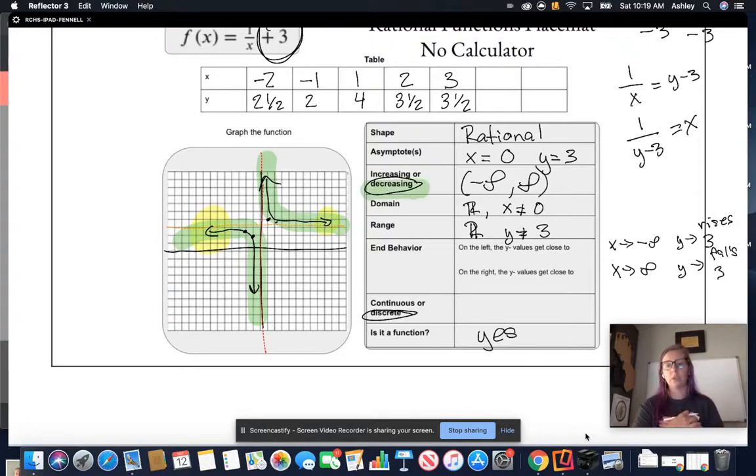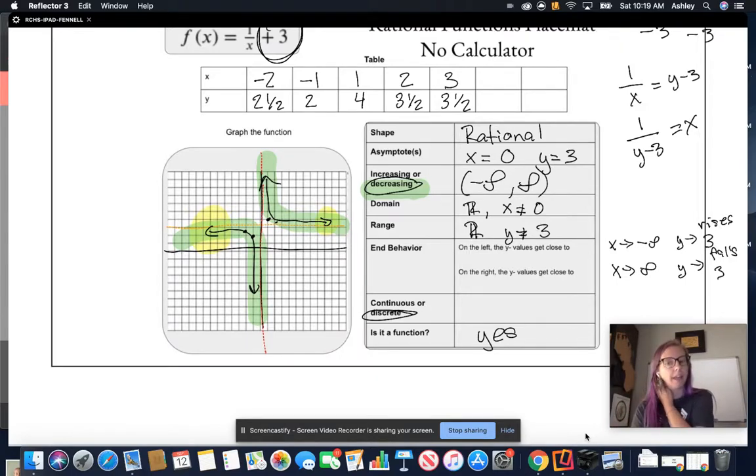So this function is decreasing over the entire domain, or we're saying from -infinity to +infinity, the entire time this function is decreasing. The domain is going to be absolutely everything except that vertical asymptote. So x is not allowed to be 0.